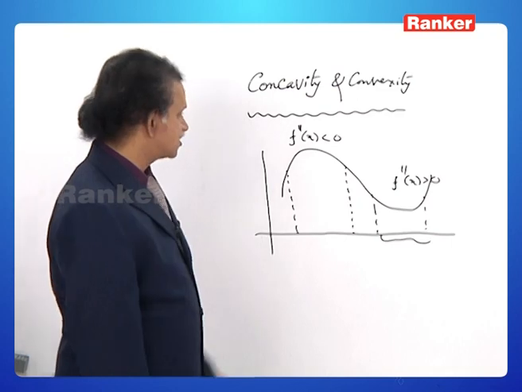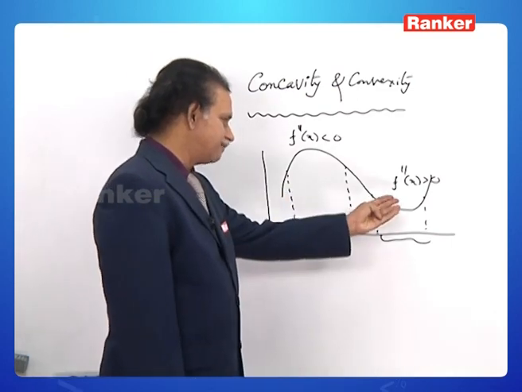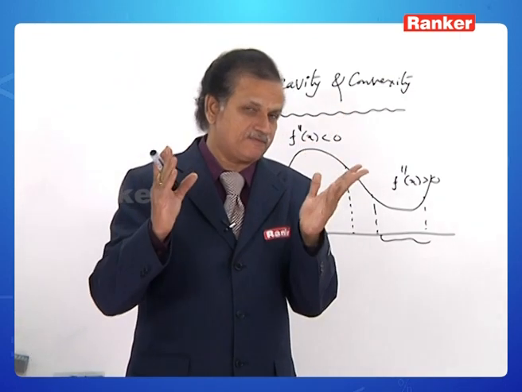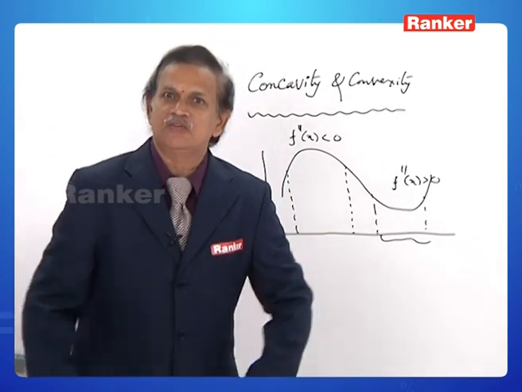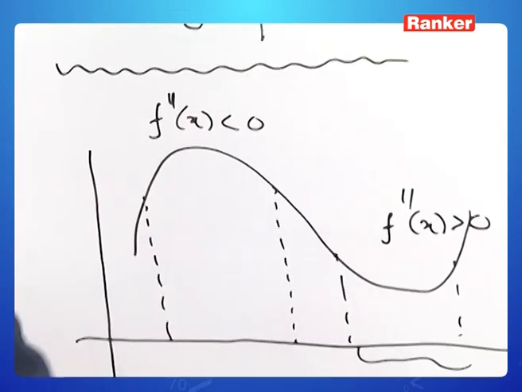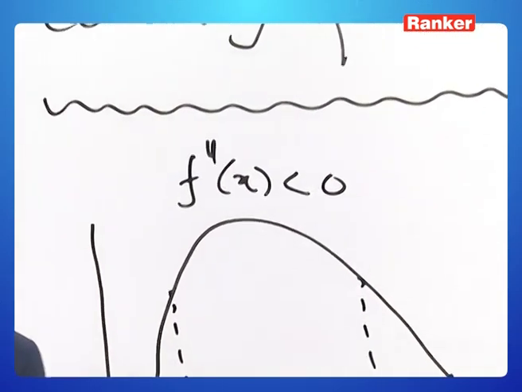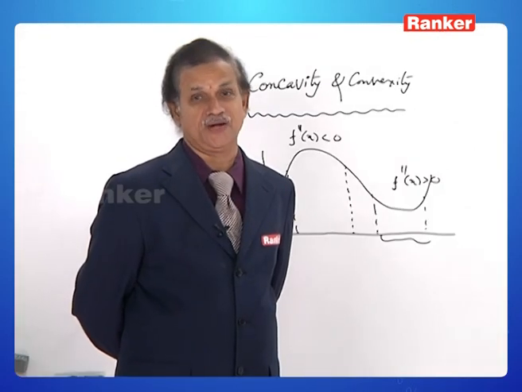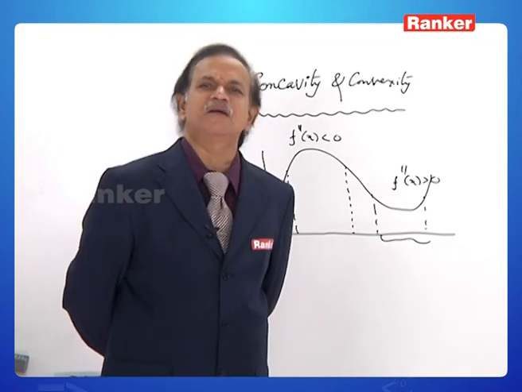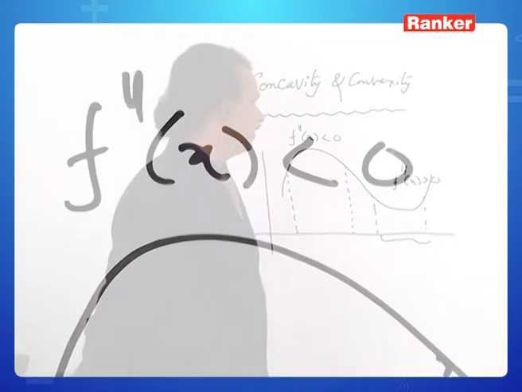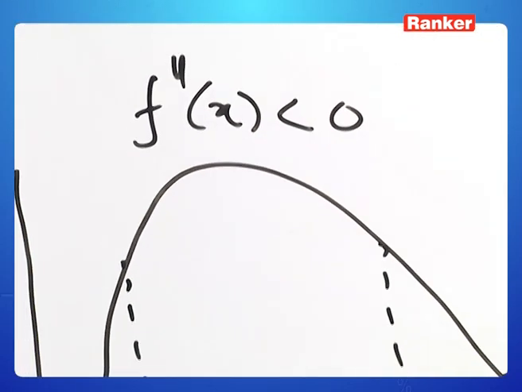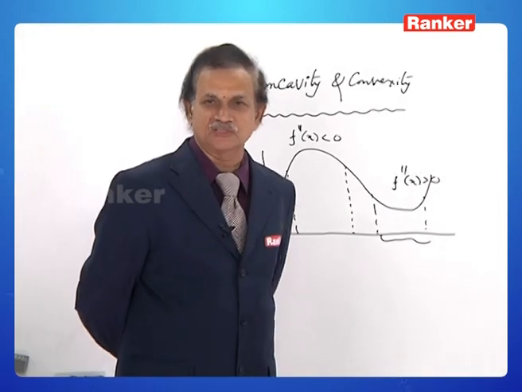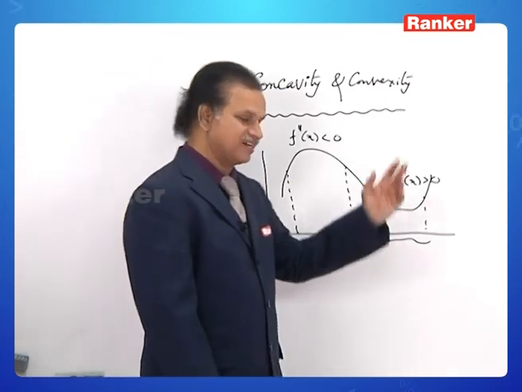Yes. f double dash x is less than 0 for this shape, and f double dash x is greater than 0 for that shape. There might be some other functions for which f double dash x equals 0. Of course, that is the special case, and the point at which f double dash x equals 0 is called a point of inflection. Very rarely we come across those points of inflection, and here, to look at concavity and convexity, we observe either f double dash x less than 0 like this, or f double dash x greater than 0 like that.